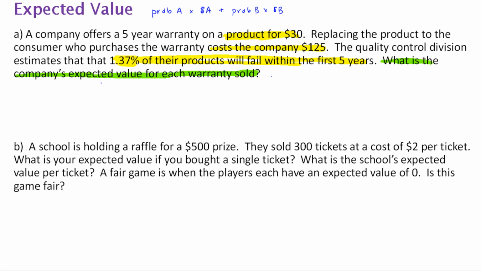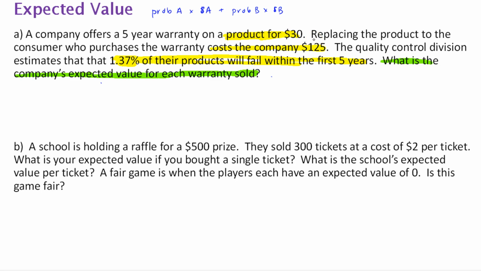Okay. So let's just review this idea in general. You go to buy something at the store and they say, do you want to buy the 5-year warranty? It's only $30. Okay, so if you buy it and the product fails or breaks, the company replaces it. That costs the company $125, but they've already gotten your $30, so it'll end up costing them $95.